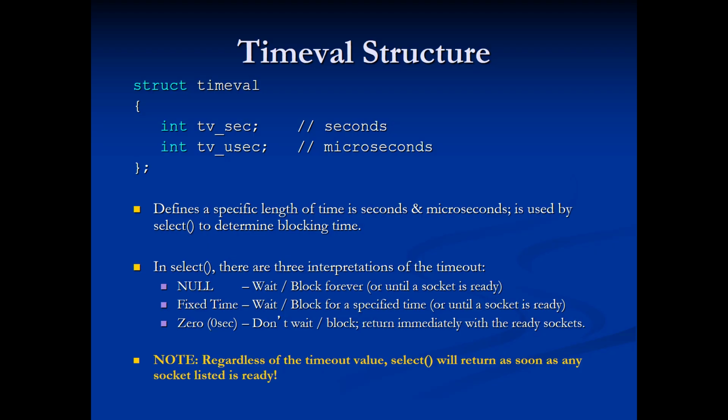The third interpretation of the timeout is that you could put a 0 as the parameter. What 0 does is just don't wait, don't block, just go ahead and check. If there's nothing there, just come back. It doesn't matter what the condition is, just check and come back. Just note that regardless of the timeout value, select will return as soon as any socket in your list is ready. So a socket in your group of sockets is ready.